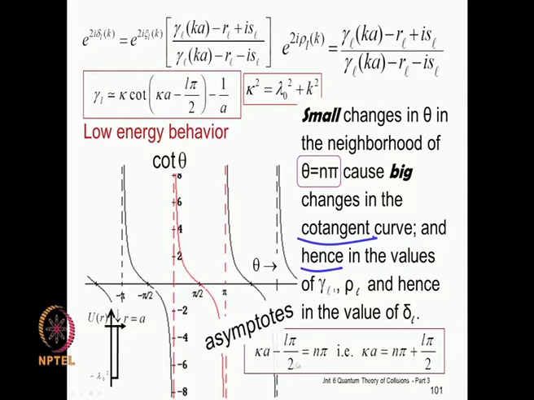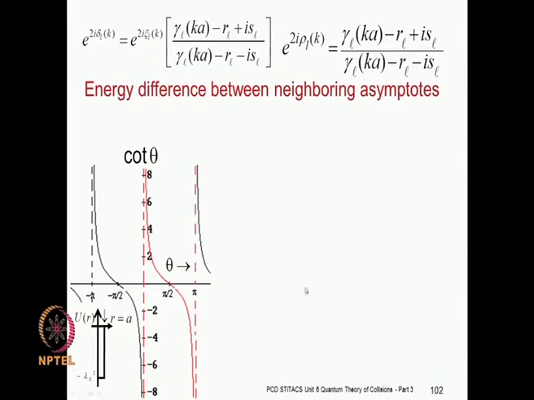So, when this condition is satisfied, you bring this L pi by 2 to the right. So, kappa a will be n pi plus L pi by 2, that is what we get. And if you look at the adjacent asymptotes, then for one kappa a will be n pi plus L pi by 2. For the next one, which I indicate by a subscript n plus 1 instead of n, here I have n plus 1 pi plus L pi by 2. So, these are the values of kappa.